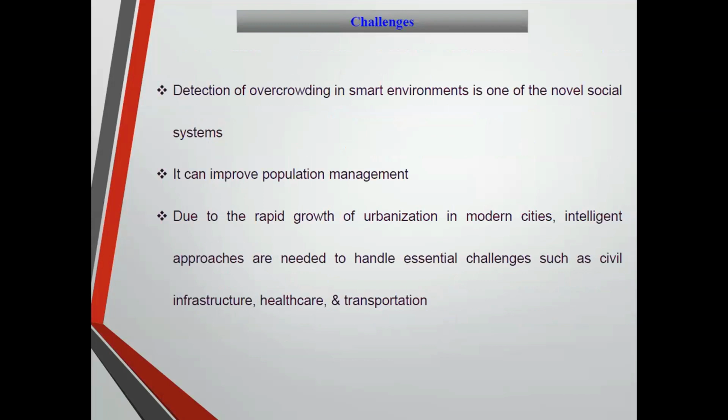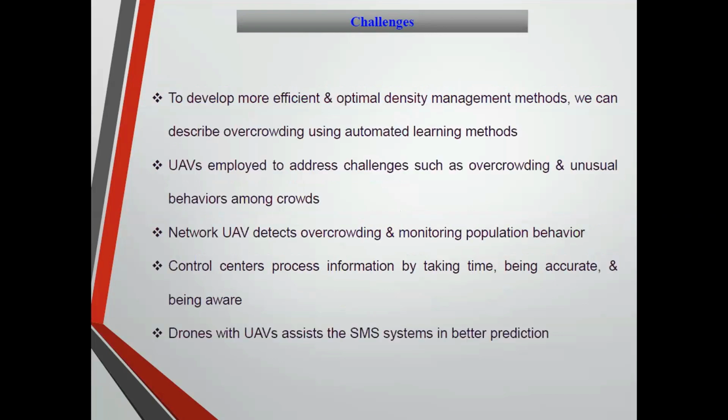And the major challenge is that the detection of overcrowding in a smart environment is one of the novel social systems, and it can improve population management. Due to the rapid growth of urbanization in modern cities, intelligent approaches are needed to handle essential challenges such as civil infrastructure, healthcare, and transportation systems also. So we need to develop more efficient and optimal density management methods. Optimal or effective schemes are highly recommended for providing better accuracy of the model.